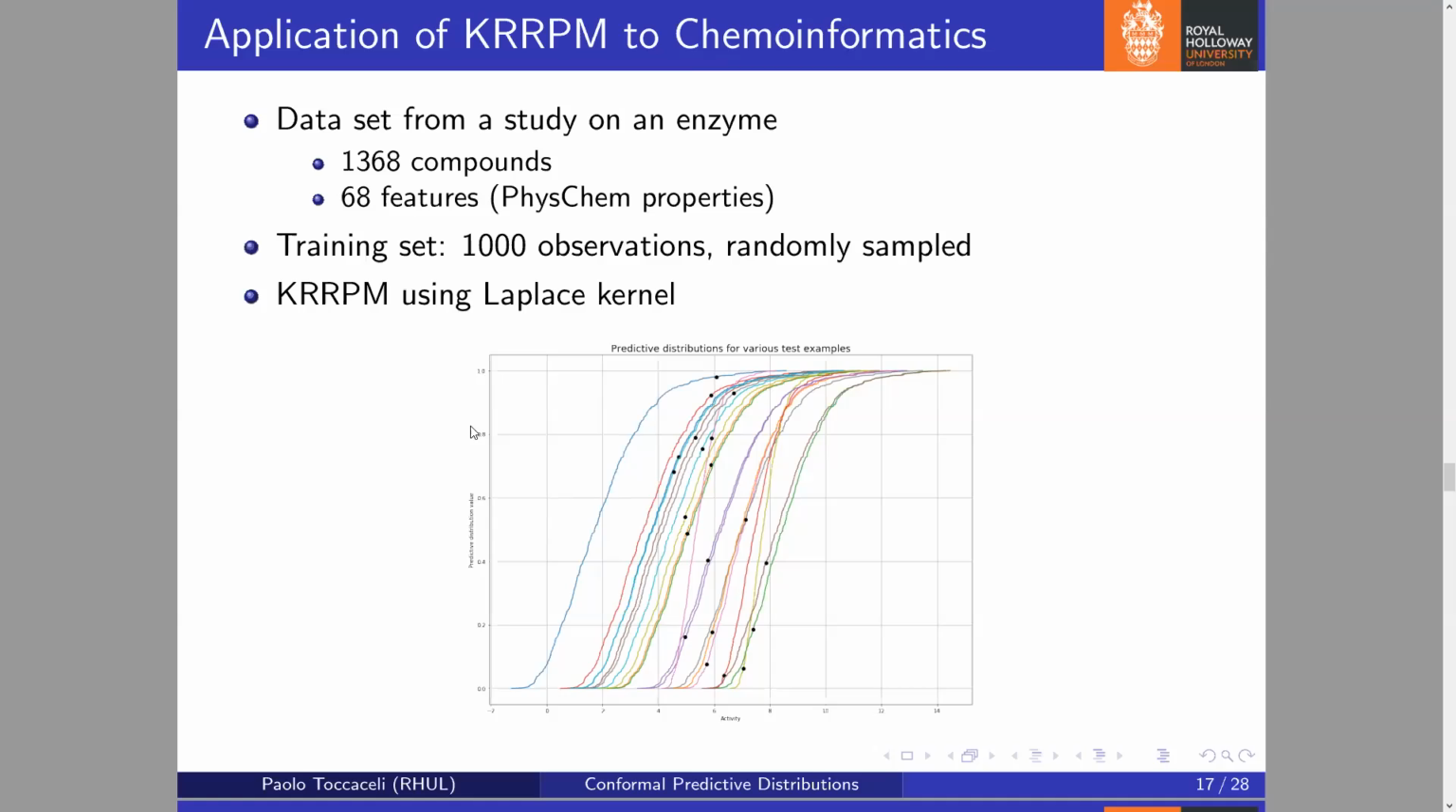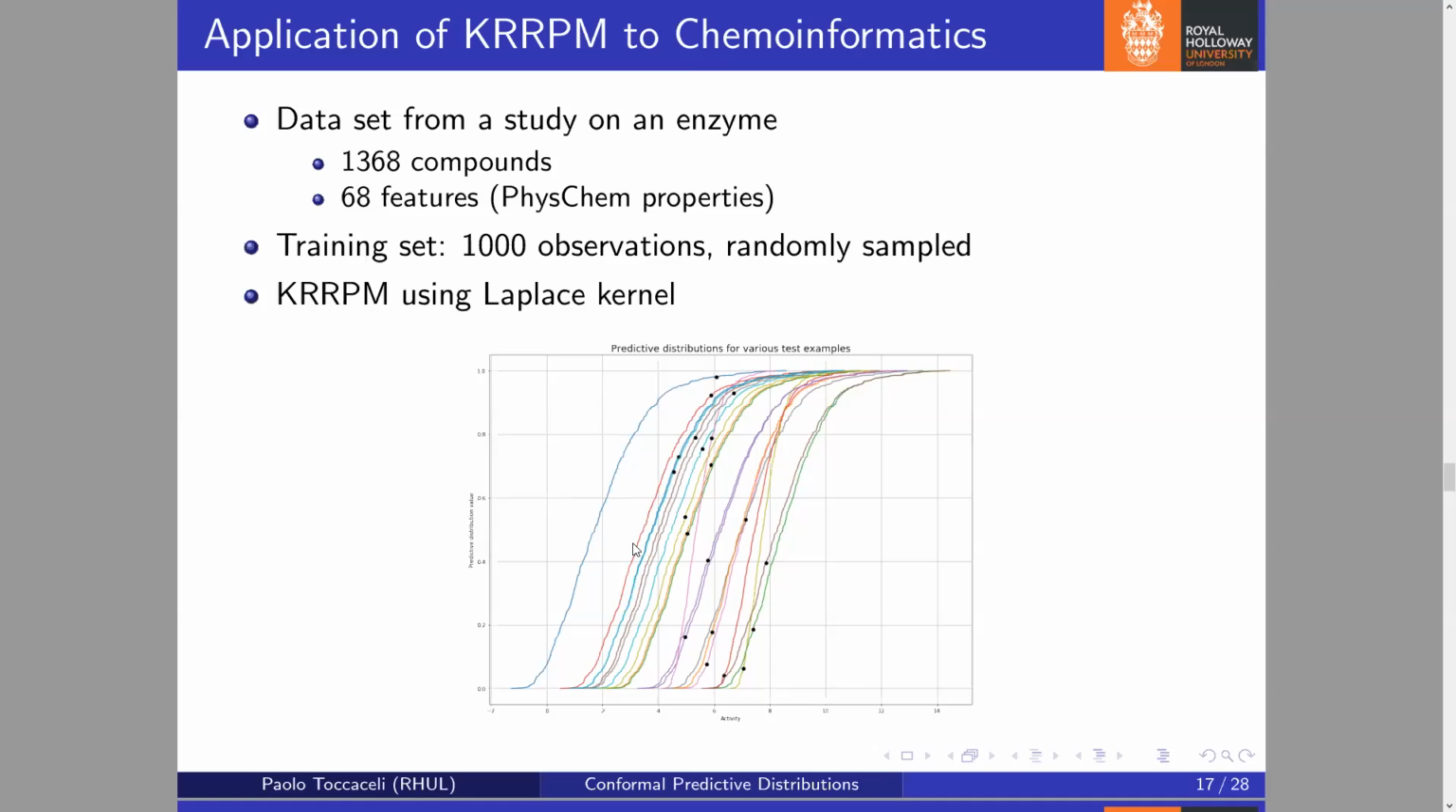And what you see in the graph here is a set of predictive distributions for probably 20 or so test objects, each denoted by a different color. And on the horizontal axis is the activity, which is what we want to predict. And you can see the shape of the CDF, or rather the predictive distribution, for the specific compound. You can see that the various conformal predictive distributions have different slopes, which indicates that we can predict with different uncertainty the activity for different compounds.